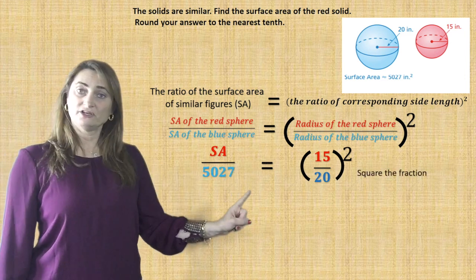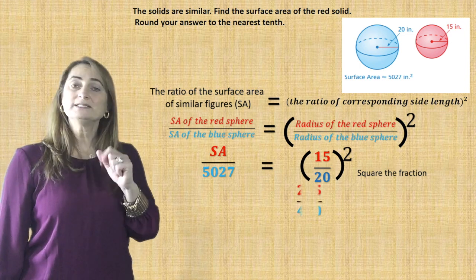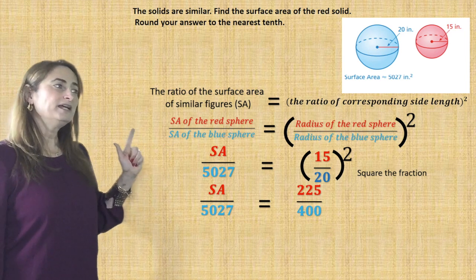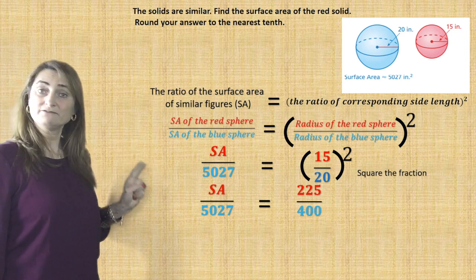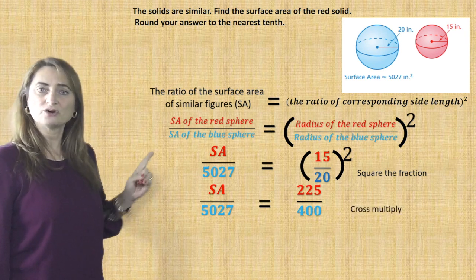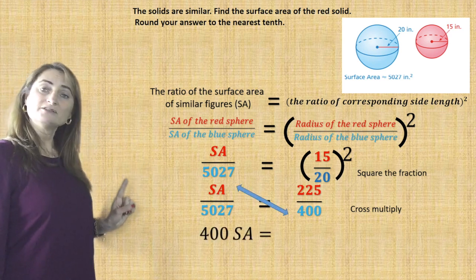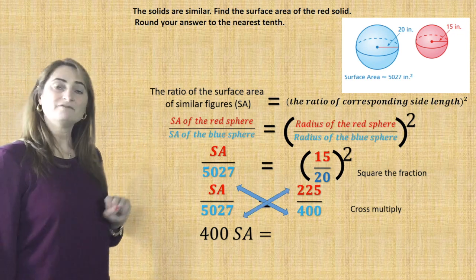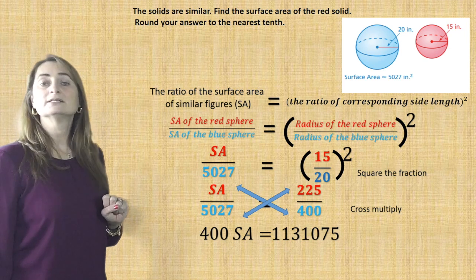Square the fractions first, which means 15 times 15 is 225, and 20 times 20 is 400. Bring the equal sign and the other fraction down. Now, to find the missing value of a proportion, you cross multiply. So cross multiply, surface area times 400 is 400 SA, equals 225 times 5027, which is 1,131,075.